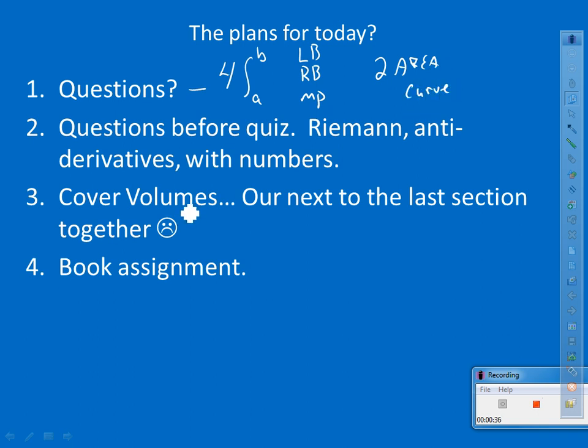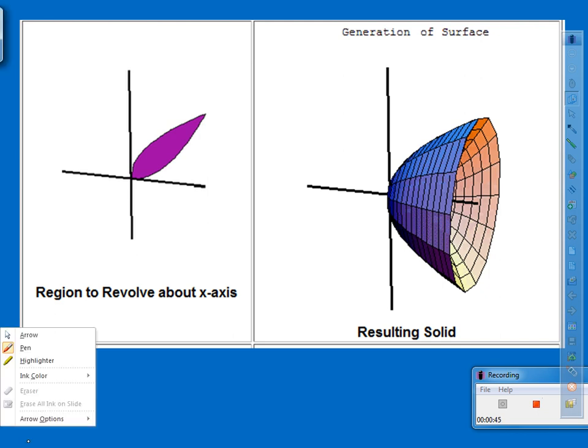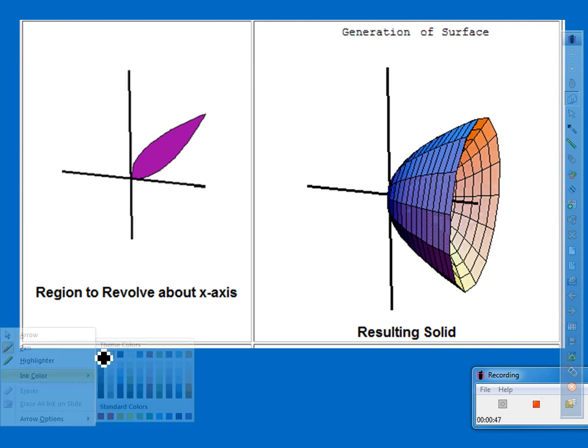But I do need to cover with you volumes today. On your class examples, I am not going to go through where it says average values. And then these are not on your class notes, but here's where I got to take you today.